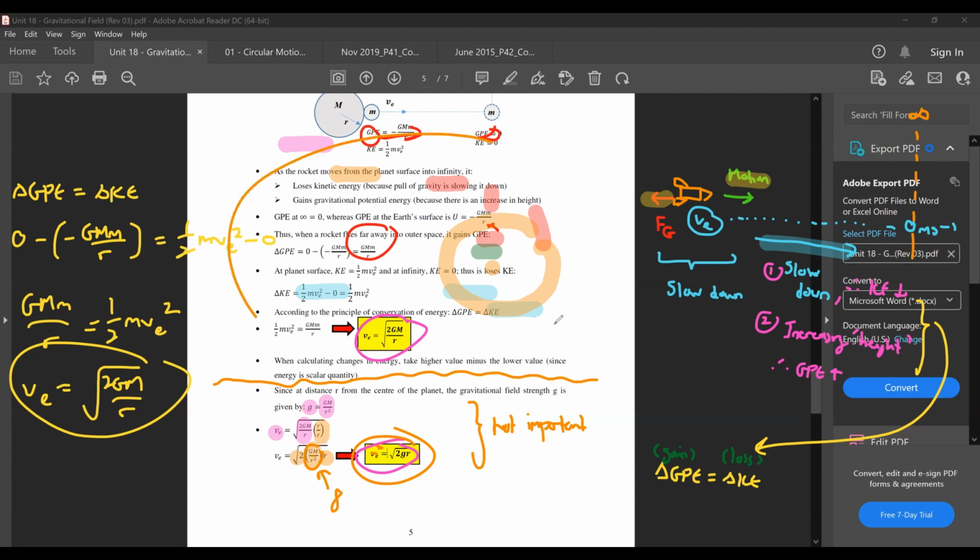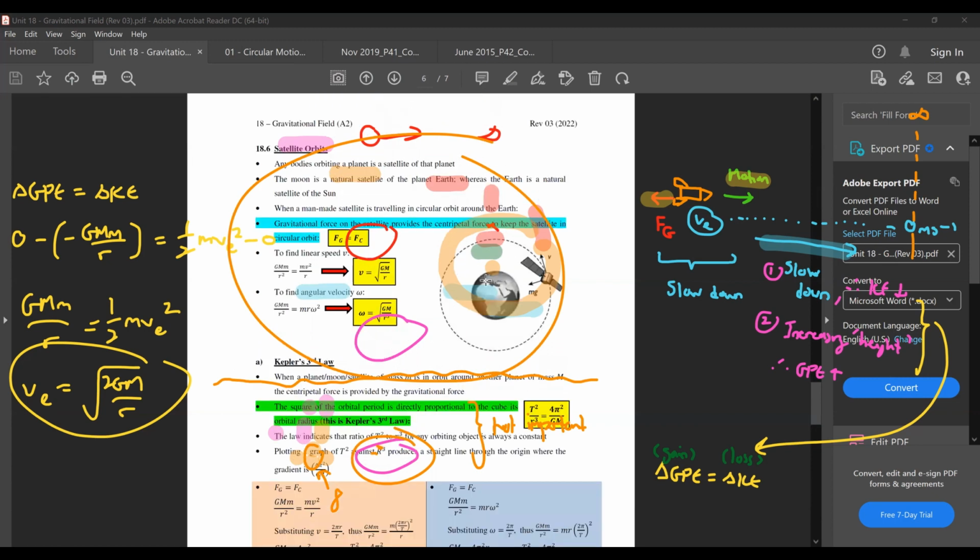What is important is the one at the top, how you derive it, because you are required to know about it a little. All right, with this, we are actually done with gravitational field in terms of the concept.